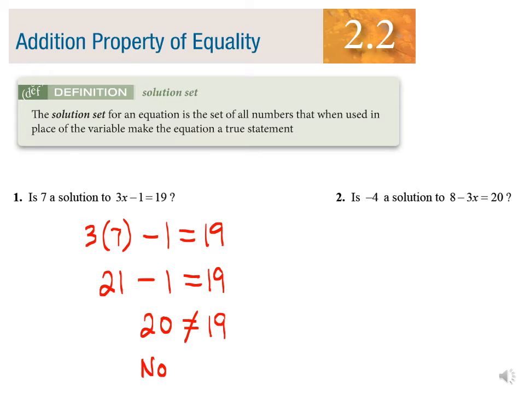Go for it. Let's see. Plugging in -4 for x. Should look like this, right? 8 minus 3, and in parentheses a -4, equals 20. We're just checking here for now.